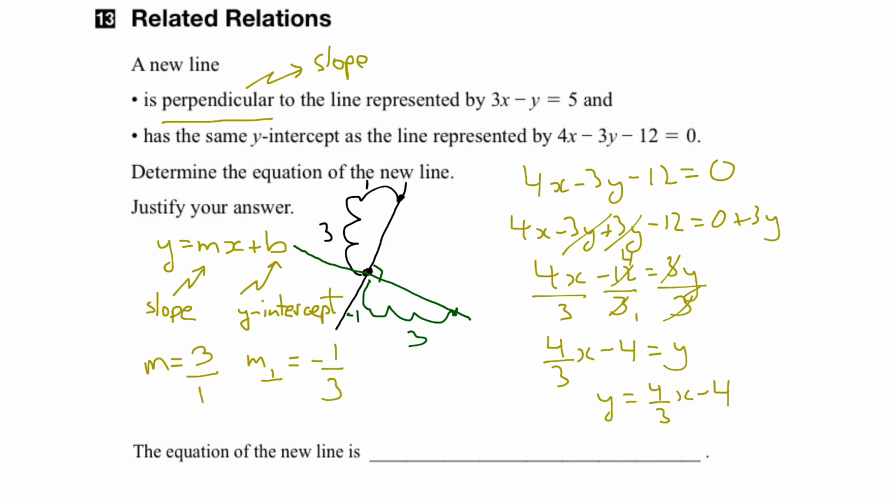And that looks just like this equation we have, and so therefore the y-intercept would be the constant at the end, which would be -4. So for our equation, b is going to be -4. So the equation of the new line would be y equals -1/3 x minus 4, where our slope is -1/3 and our y-intercept is -4. And there you go.